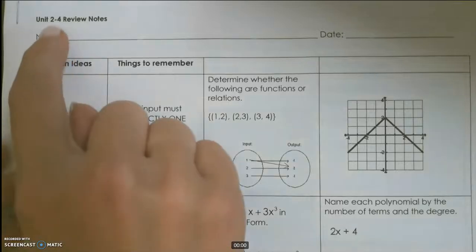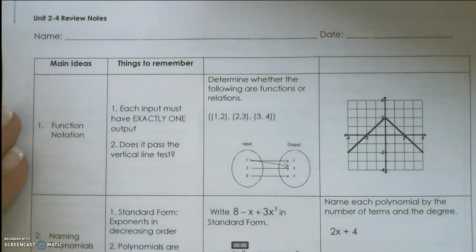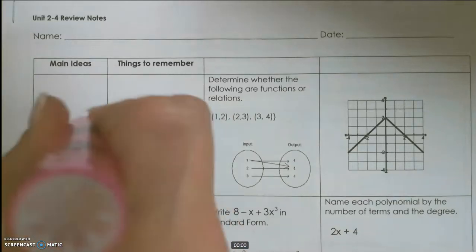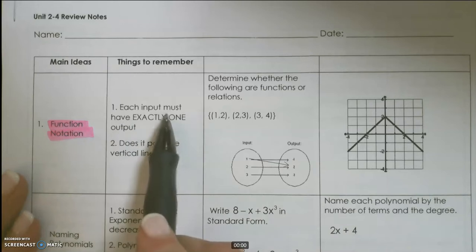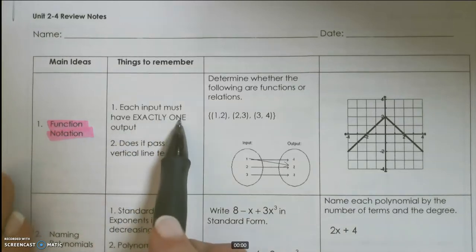All right, so this review is over units 2 through 4. Let's get started. First topic, we're going to talk about functions, okay? What defines a function? In order to be a function, each input must have exactly one output.